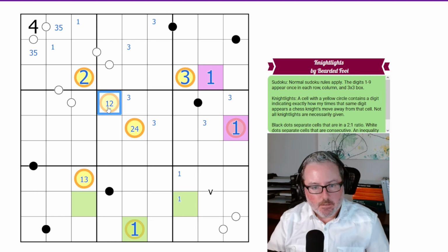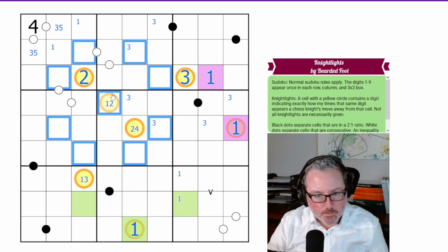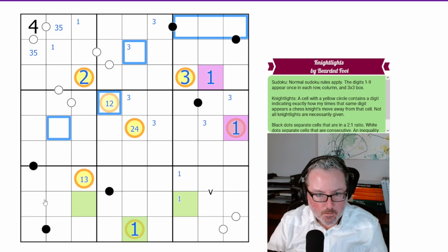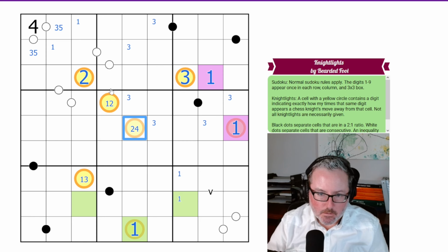Maybe it makes more sense to look at this as a 2. If this was a 2, it would force 2s into these situations. Clearly that couldn't be a 2 and that couldn't be a 2. So that would force these to be 2s. And we'd know exactly where they are. They would be those 2s. So that would put a 2 up here and a 2 down here. And I don't see how that's a bad thing.